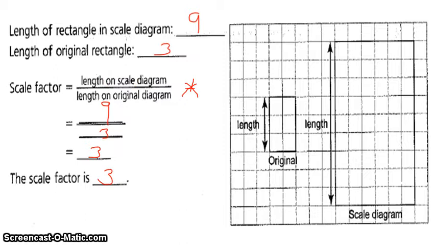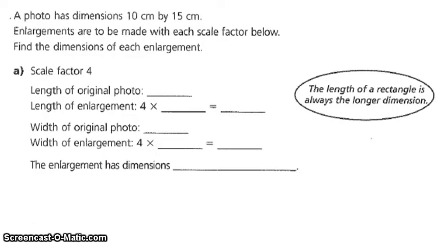Moving on. Let's take a look at a word problem dealing with enlargements. We have a photo that measures 10 centimeters by 15 centimeters, and we're going to make the enlargements with the scale factor identified here below, which is a scale factor of 4. It asks us to find the dimensions of each enlargement. So let's look at the length of the original photo. The length of the original photo is 15 centimeters.